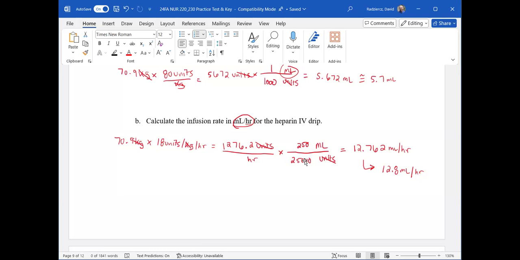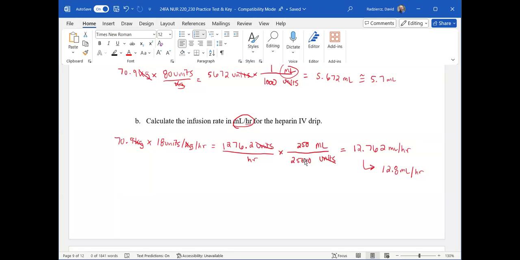And then if you want me to check your answers, just email it to me and just say, hey, I did 135 pounds and I got this milliliter for the bolus and I got this milliliter per hour for the infusion. Are those correct? And I will give you feedback because it's pretty straightforward on how to answer those. Because like I said, the only thing that really changes is the patient's weight.